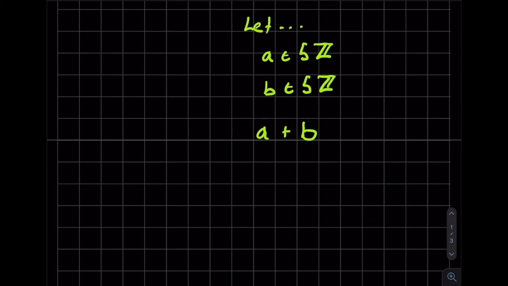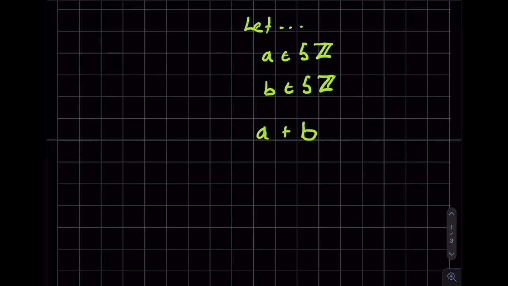Now if A plus B is an element of 5Z, then we have closure, right? Because I've taken an arbitrary A and an arbitrary B, both elements of 5Z. We don't know exactly what they are. But if we can show that given any two elements of our choosing, they remain an element of 5Z when we add them, then we're done. This is a sort of abstract concept in proofs. So we want to show that A plus B is in 5Z.